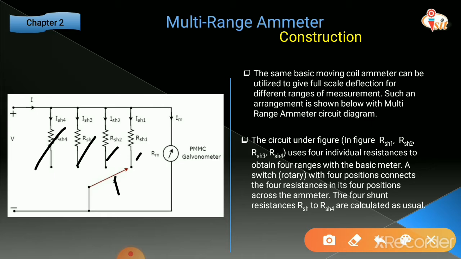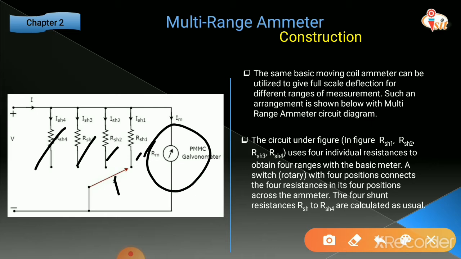Now I am going to repeat this point again. This is the same basic moving coil. The same moving coil means what? This moving coil is already used in the basic DC ammeter. And what is the difference between basic DC ammeter and multi-range ammeter? Here in multi-range ammeter the number of resistances is 4, but in the basic DC ammeter the number of resistances is what? 1. That's why the name becomes multi-range.